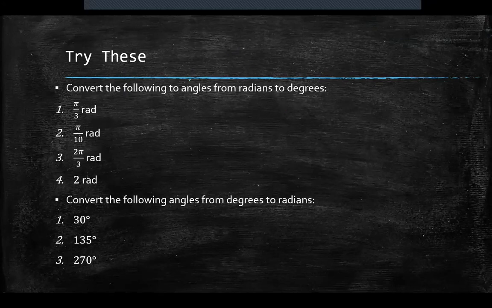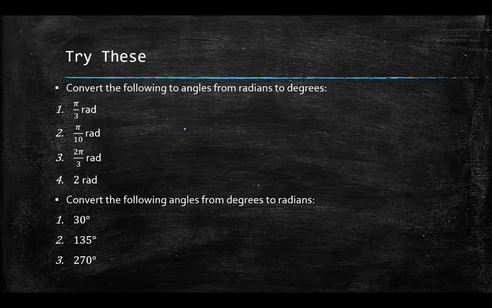Follow the instructions. They want you to convert these angles, which are in radians, to degrees. Can anybody tell me how do you convert radians to degrees? Anybody? Multiply by what? 180 over pi. Exactly. And how to convert degrees to radians? Anybody?